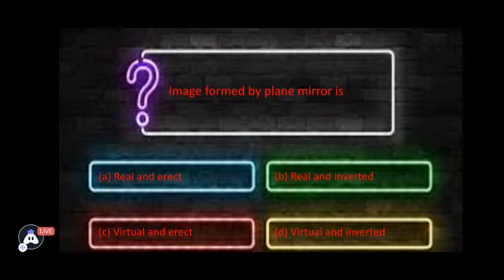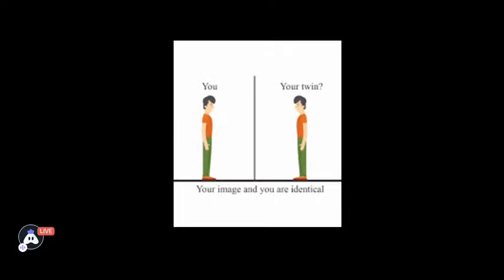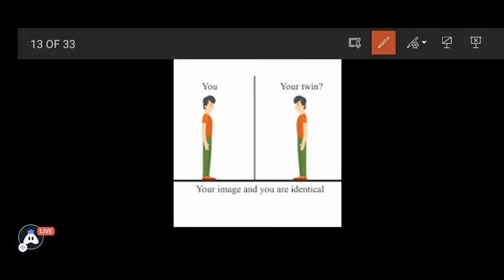Fine. Yes, if we are talking about the image formed by the plane mirror, if you look upon this particular diagram, the very first thing we need to notice is the distance. The distance between the object and the mirror, and the mirror and the image, is always the same. So the distance remains the same.